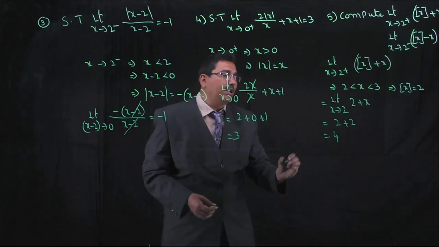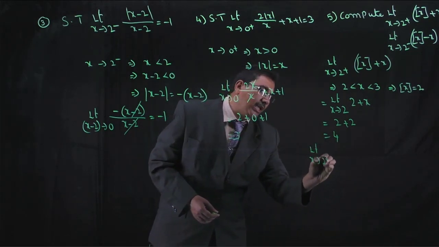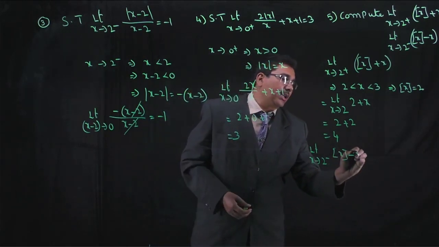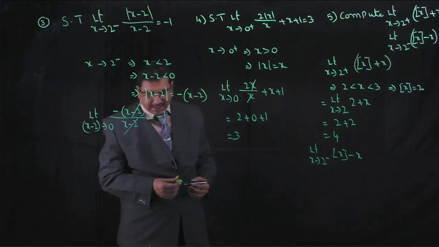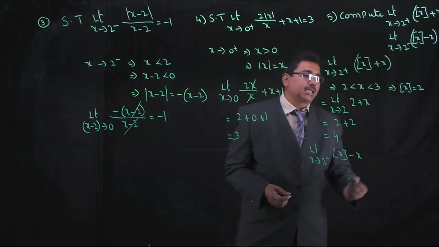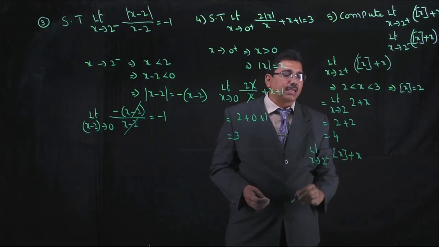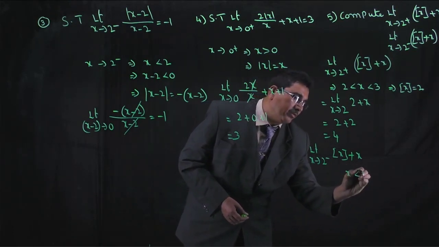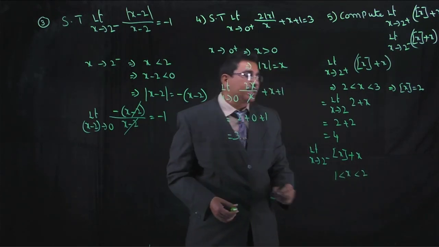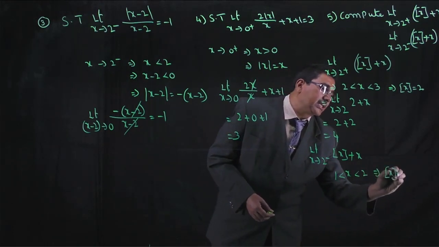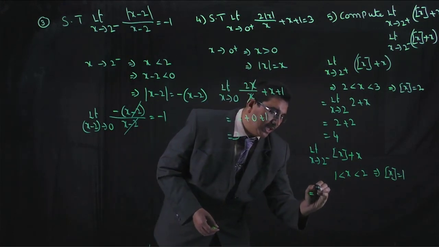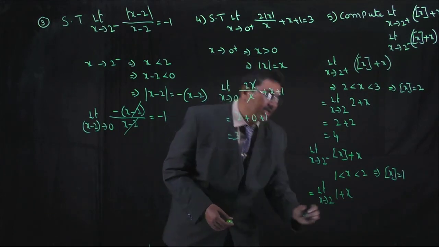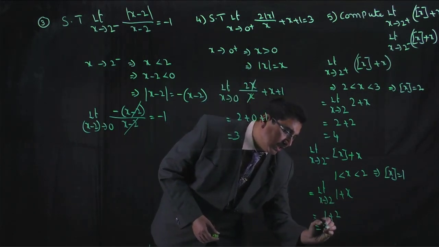Now also find limit x tending to 2 minus of box x plus x. As x tending to 2 minus, x is less than 2 and greater than 1, so box x is equal to 1. That is equal to limit x tending to 2 of 1 plus x. Now by applying the limit, that is equal to 1 plus 2, that is equal to 3, right?